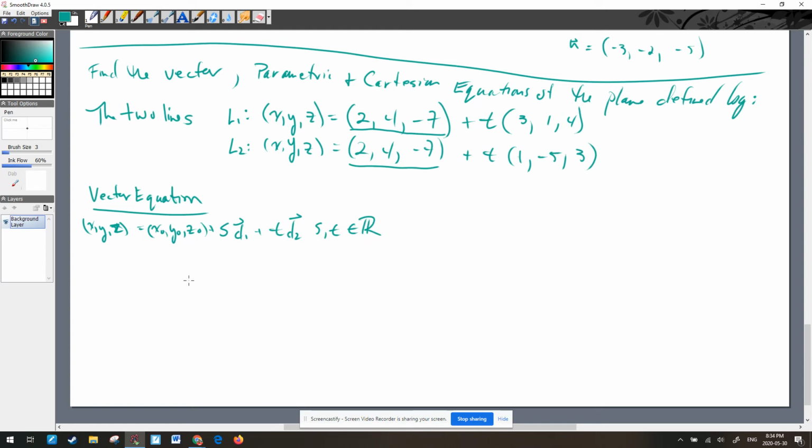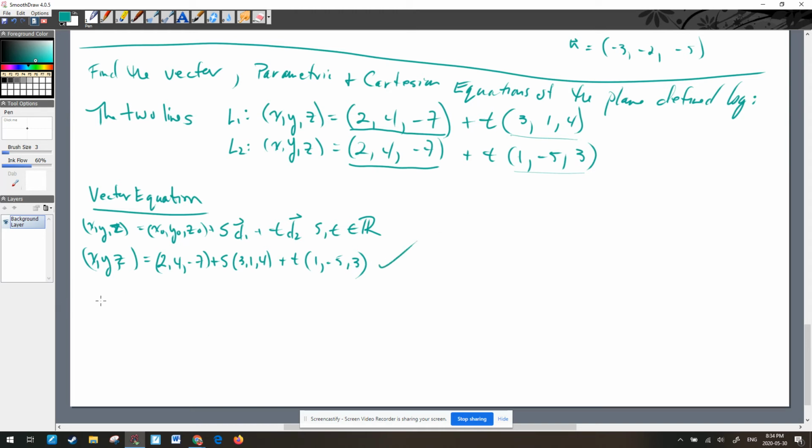So we need to find this. Well, this is pretty easy, and hopefully you can do this without me leading you, but if you need me to, that's fine. This needs to be an anchor point. There's an anchor point, (2, 4, -7). Plus, and we need two direction vectors. Well, look what we've got. There's a direction vector, there's a direction vector. They define the plane. So it would be plus s times (3, 1, 4) plus t times (1, -5, 3). Lovely. There is the vector equation of the plane.